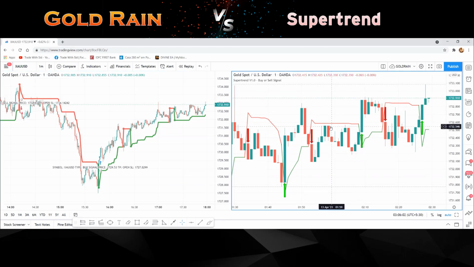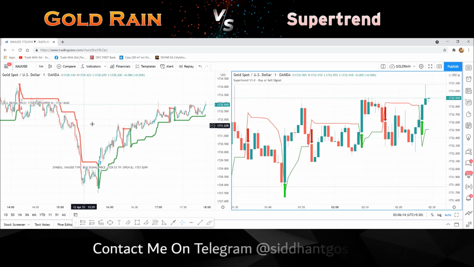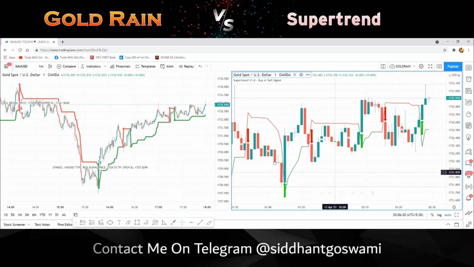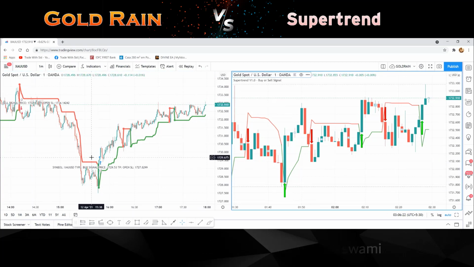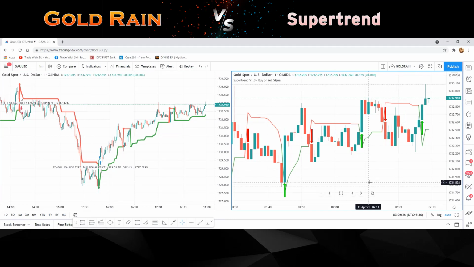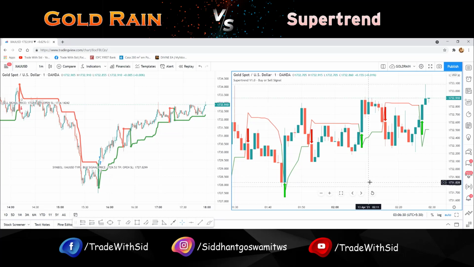On the right hand side, we have a normal super trend indicator, and I have chosen the best one out of them, which generates this kind of buy and sell arrows. The normal one does not even generate buy and sell. Here on this side, we have our Goldrain indicator. Let's see the difference between both, because some people think the Goldrain is a normal super trend indicator, but it is not. I'll show you the difference through this video. So stay until the end and you will be mesmerized with the difference between these two.